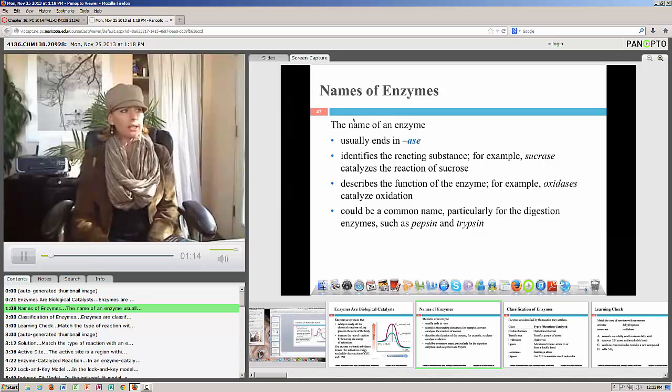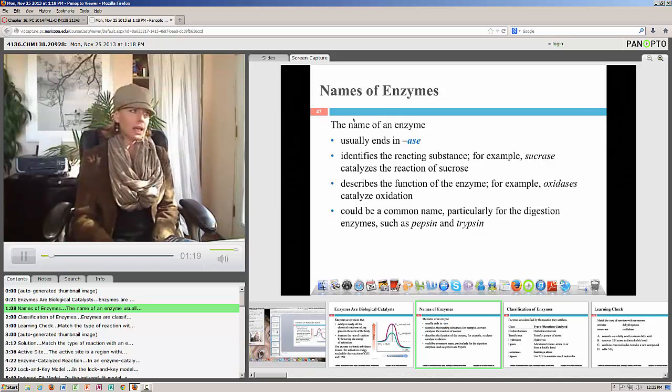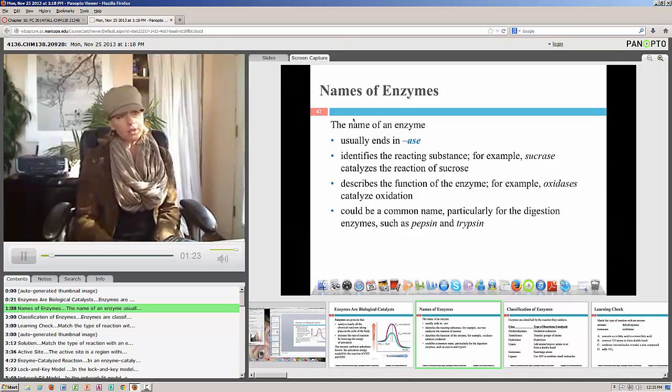When you have an enzyme, typically it will end with the -ase ending. For instance, an enzyme that is able to catalyze the reaction of sucrose is called sucrase. One that causes oxidation in oxidative reactions in the body is called an oxidase.